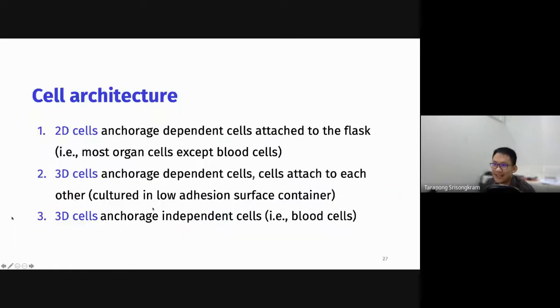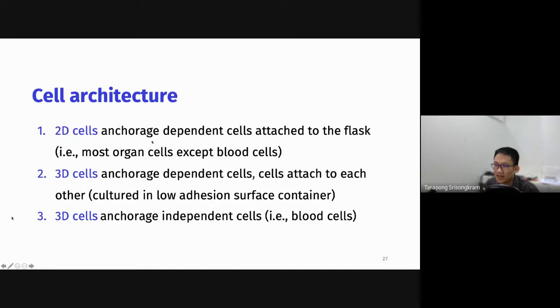And as I mentioned before, the cells from the primary cells or the cell line, we culture them in the 2D layer or the monolayer. It means that the cells attach to the flask and are not attached to each other. So we call this type of culture 2D cells or 2D layer. And the 2D cells can be created by the anchorage dependent cells.